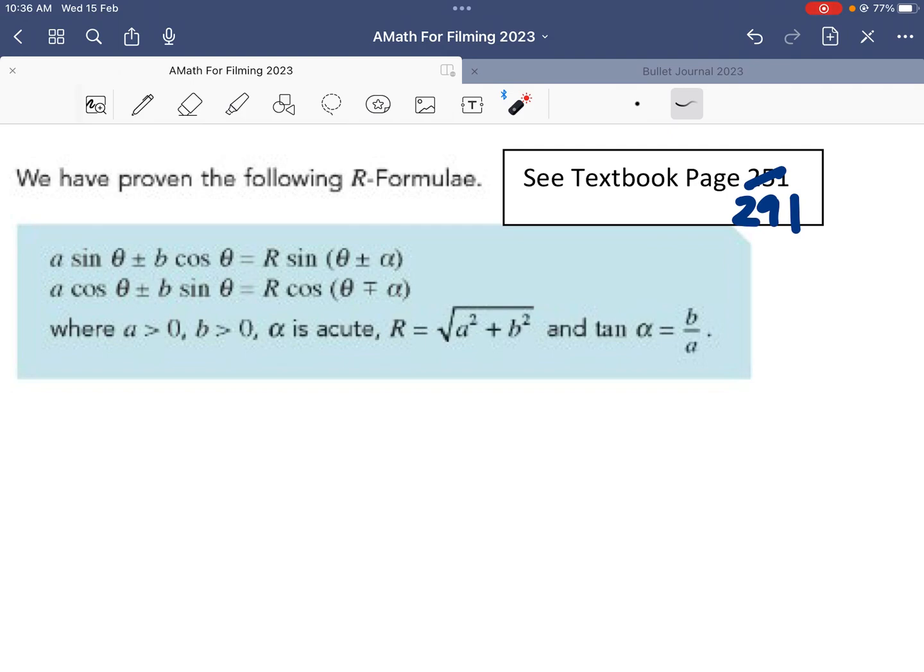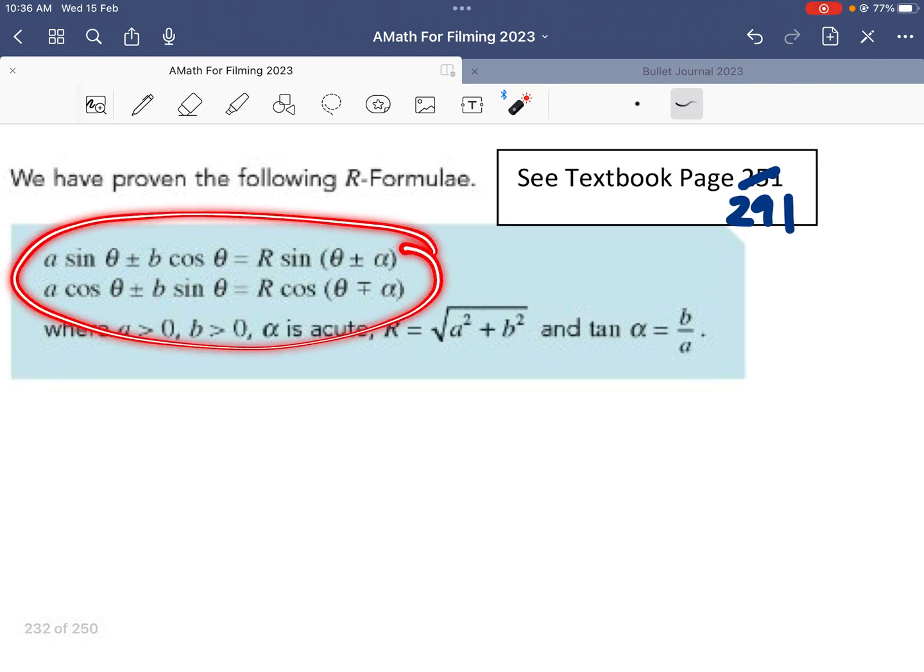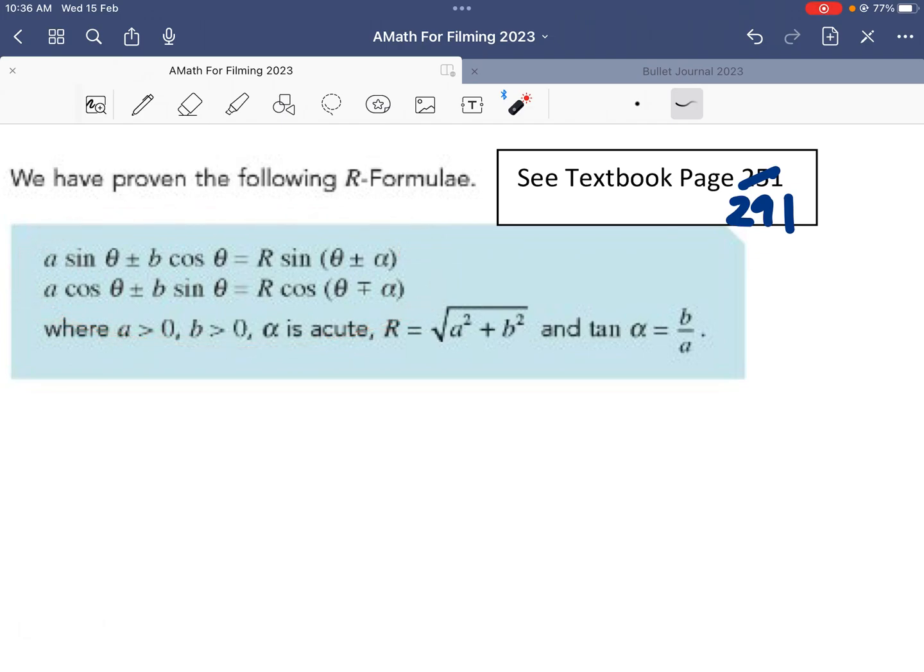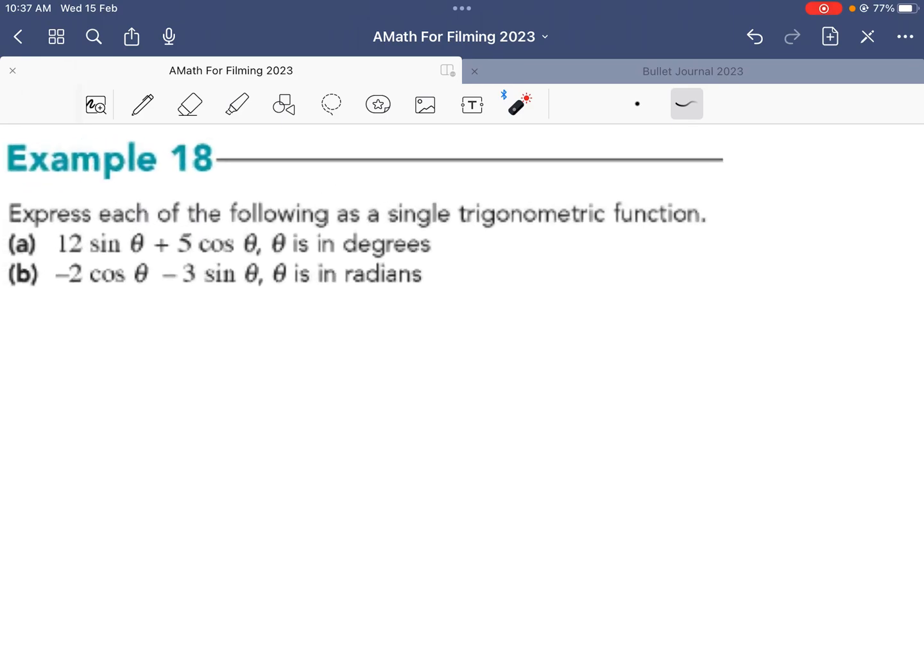Okay, the first example itself, example 18, we'll talk about how we can use the formula. So not to worry, this formula is actually given, okay, but what you need to do is memorize how to actually derive the R value and how you get the alpha value itself. Okay, now let's just delve straight into example 18.